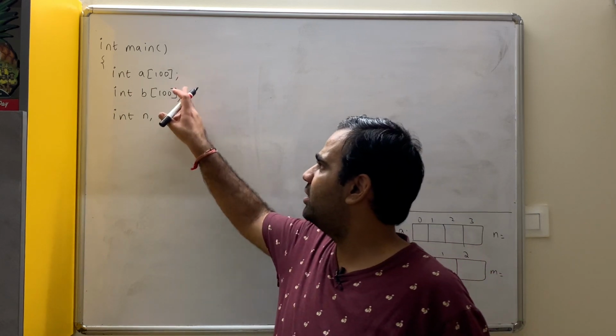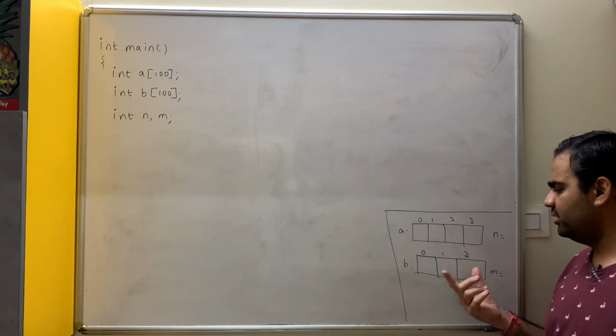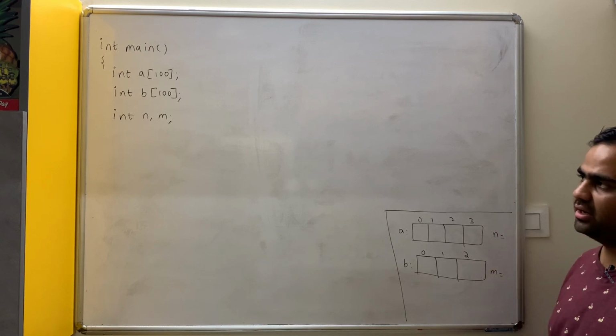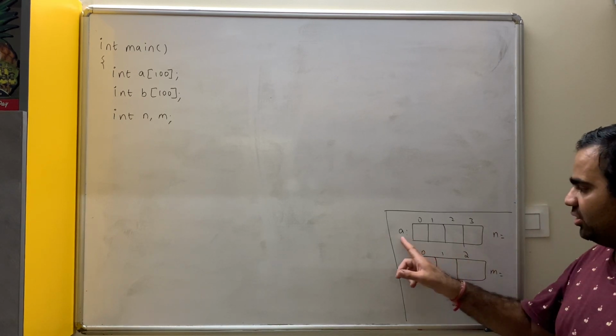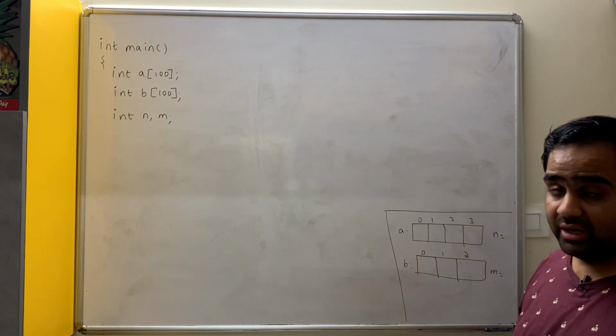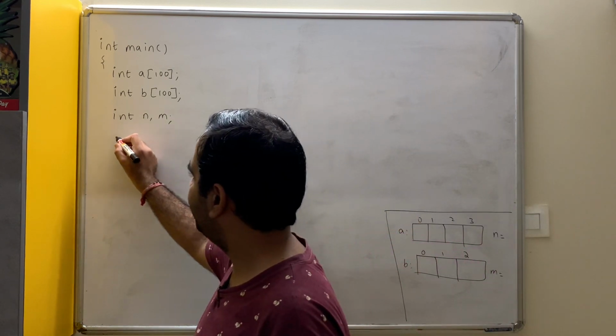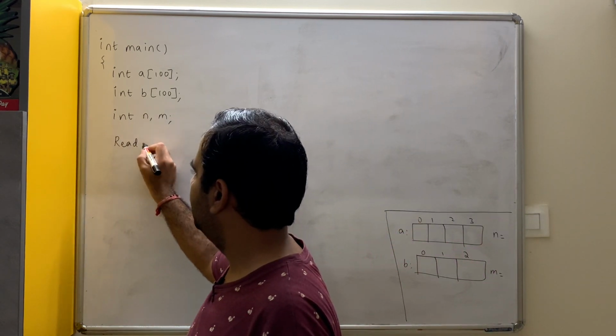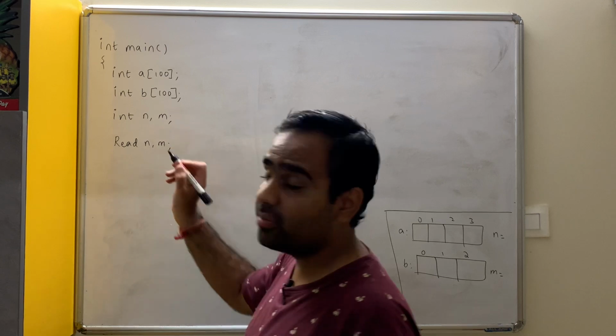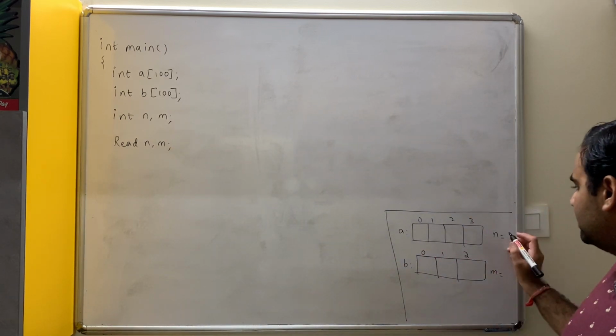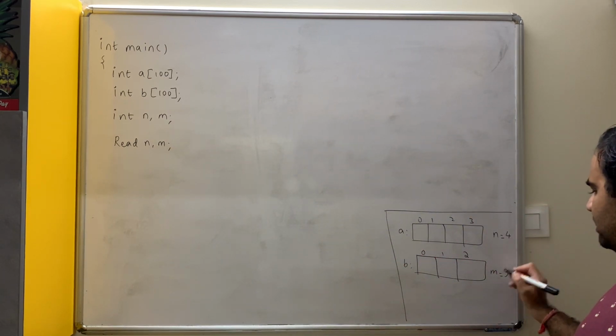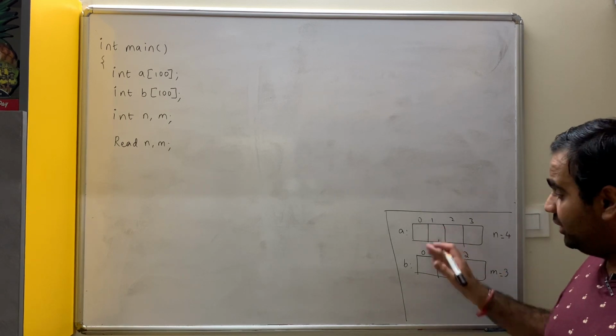Let's declare two arrays, int a of 100 and b of 100. This is a and this is b, so on up to 99 and 99. Let n be the size of array a and m be the size of array b, and you have to read the values of n and m, so I say read n comma m. You have to write the corresponding scanf statement. Let the value of n be say 4 and let the value of m be say 3.